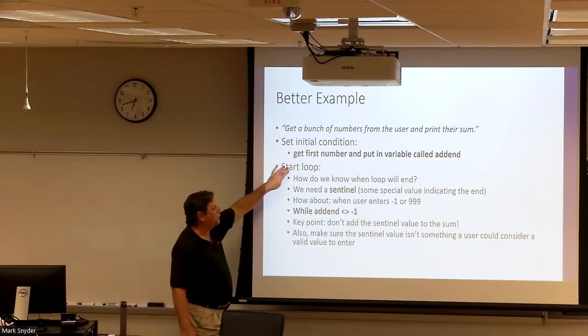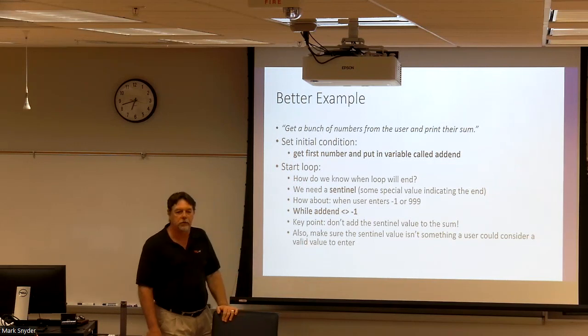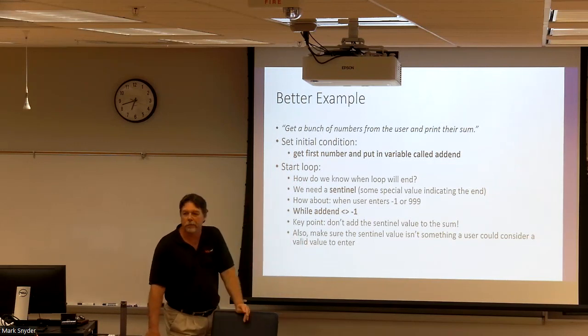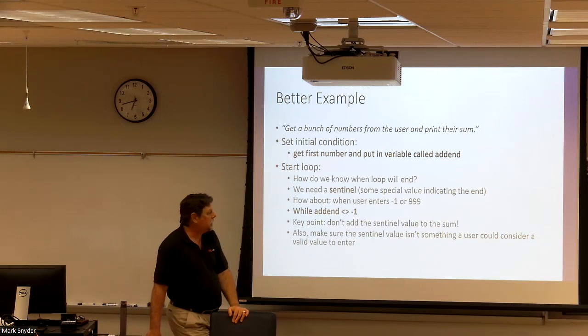So then we start our loop. How do we know where our loop is going to end? Well, that's a great question. How do we know when the loop's going to end? It just says get a bunch of numbers from the user. So just like with the satellite question, how do we know when that's ever going to end? So we're going to ask the question and probably artificially get some kind of an answer. If they don't tell us, we're going to build something like this.